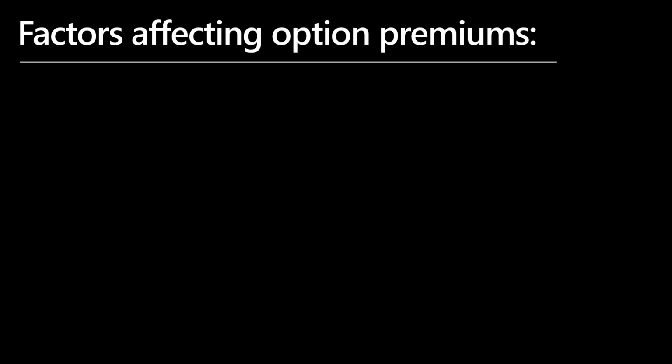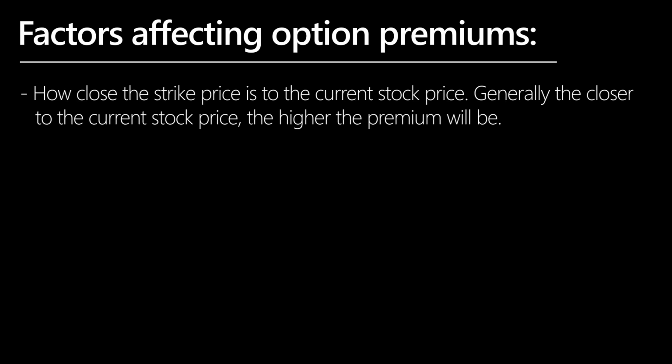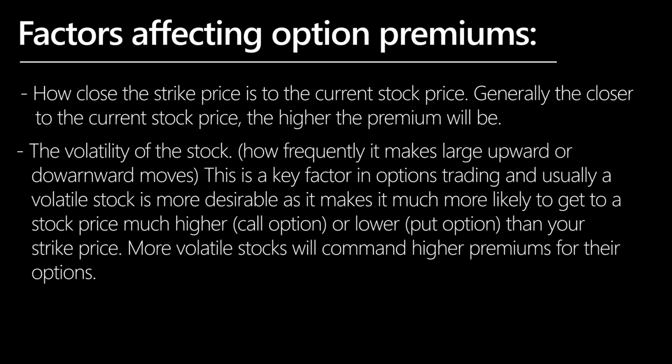So let's talk about some of the factors that affect the premium that you'll pay for an option contract. The first one is how close the strike price is to the current stock price. Generally, the closer the strike price is to the current stock price, the higher the premium you'll pay. The second factor is volatility, and this is one of the key factors for options trading.